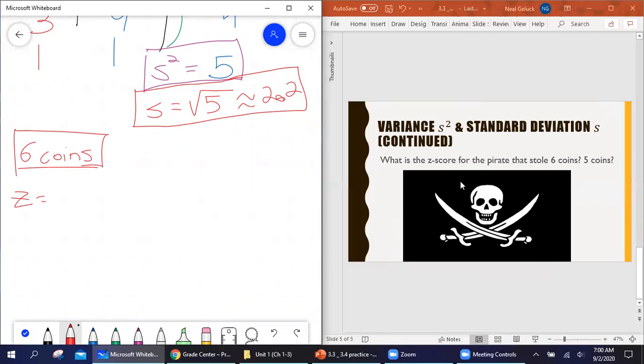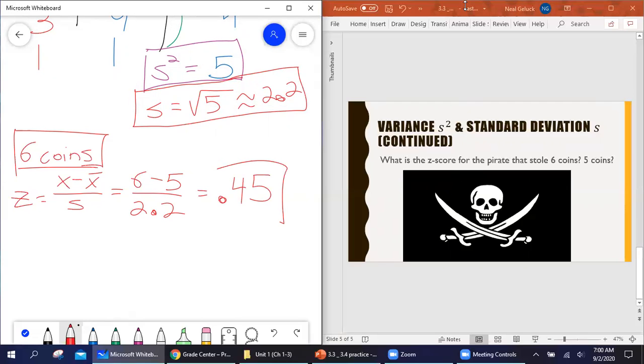His z-score, remember, you do the value minus the mean and divide by the standard deviation. So the value is 6 coins. I subtract off the mean, which was 5 coins, and I divide by the standard deviation, which is 2.2. I just calculated that. So that would give me 1 divided by 2.2, which I'll round to 2 decimals, gives me 0.45 for a z-score.